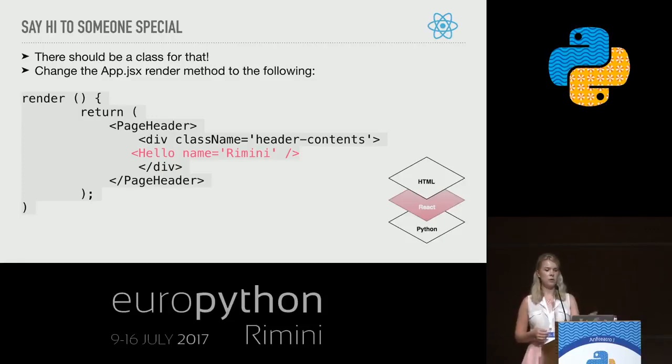So you might recognize this as the render function from previously in our app.jsx file. I've made it a bit more interesting by adding a page header, which is where all our information is going to go. And also, we have this class now called hello, which is passing in a name called Remini. What we want to do is create a class called hello.jsx, and pass in a parameter to it that is the name we want to say hello to. Okay, so how do we do that?